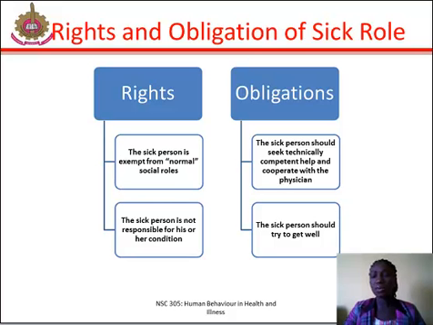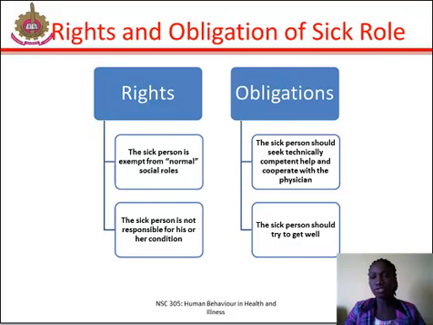Number 2, the sick person is not responsible for his or her condition. An individual's illness is usually thought to be beyond his or her control. A morbid condition of the body needs to be changed, and some curative process apart from personal willpower, such as motivation, is needed to get well. Now the obligations of the sick role.